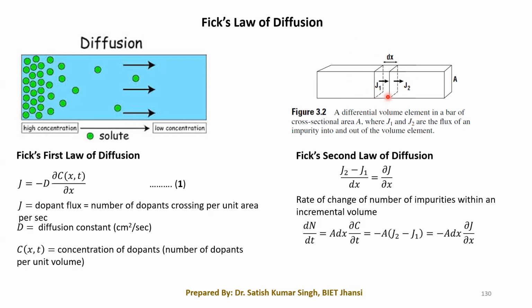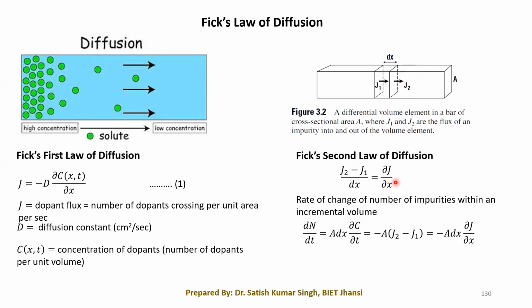So what we can say is, we can write this as J2 minus J1 divided by dx, and this will be the same as ∂J/∂x. So what is ∂J/∂x? This is the net change in the flux. J2 minus J1, we are writing it as the net change in the flux. Here we have defined J as the dopant flux, so this is nothing but the change in the flux within this incremental volume dx.